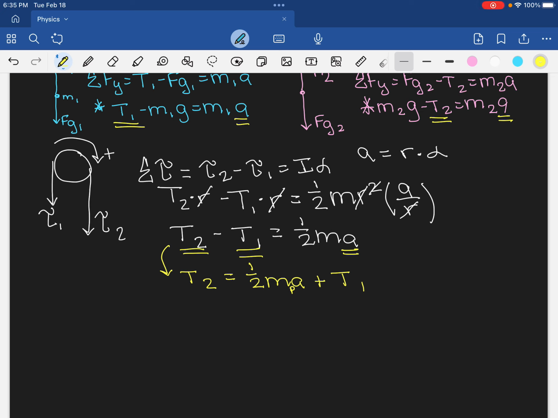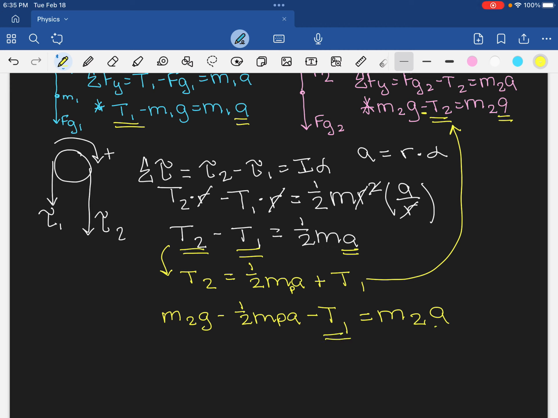Now I just rearranged this equation to solve for T2, so I'm going to take this and plug it into that position right there, and I end up getting M2G minus 1/2 MPA minus T1, making sure that we subtract that T1 since there is a negative in front of my T2 here that needs to get distributed throughout this entire expression. And this is going to be equal to M2A. So right now what I have is I combined these two equations and I got rid of T2 as an unknown variable. I still have T1 as an unknown, and again my A's as an unknown, but that's what we're going to end up solving for.